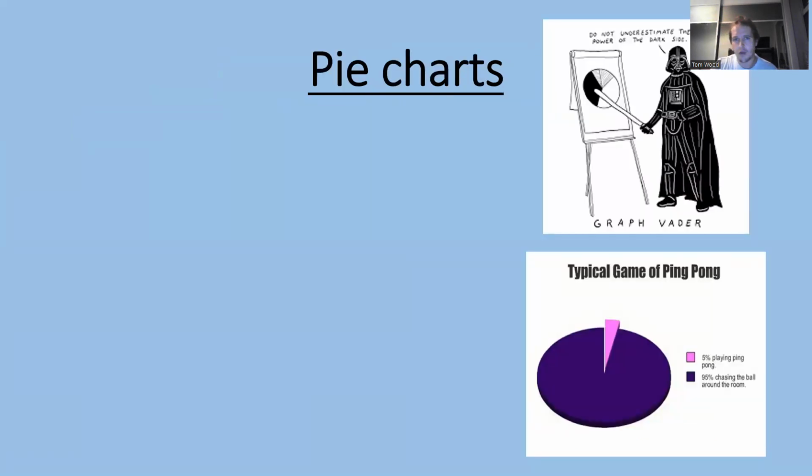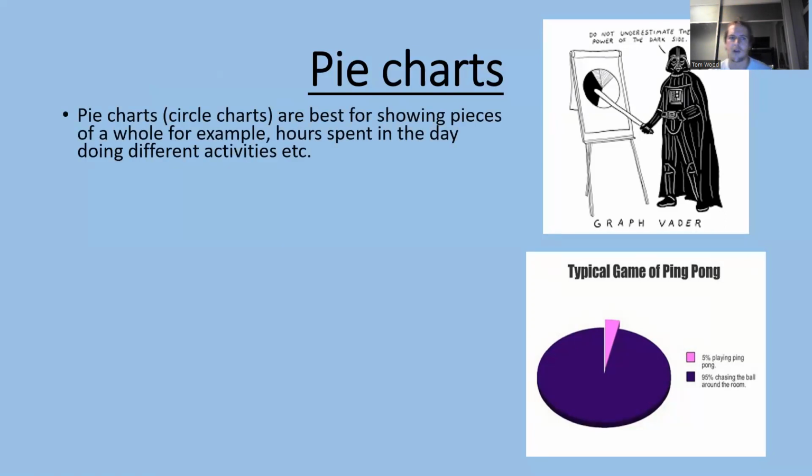So we have our last little topic now, which is about pie charts. Pie charts themselves can be on level 1 or level 2. I've only ever seen them on level 1 for some reason, but again, we will look at an example. A pie chart, or circle chart, is best for showing pieces of a whole. For example, the hours spent in a day doing different activities.